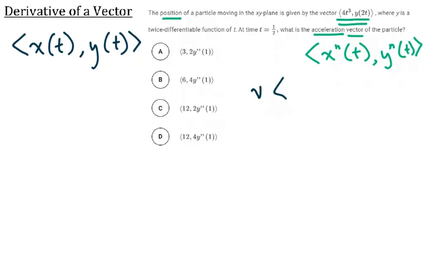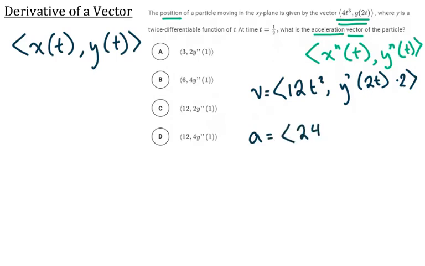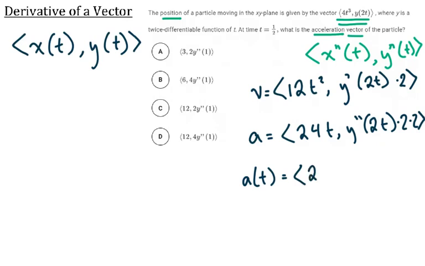For the first one, we're just going to use the product rule, bring the 3 down, and we get 12t squared. And then for the y, we're using the chain rule of y prime of 2t times 2. Acceleration would be the derivative of that. Bring the 2 down, 24t, and y double prime of 2t times 2 again, and then the original 2. So you might say that your acceleration vector in general is ⟨24t, 4y double prime of 2t⟩.